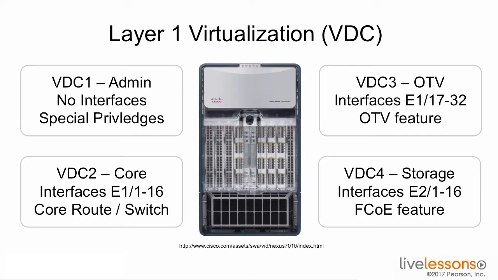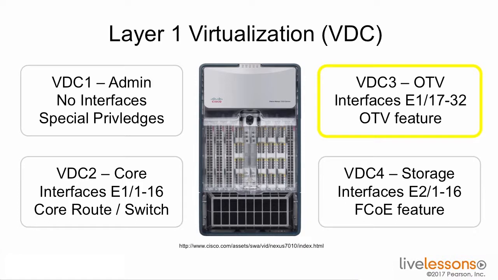There's also role-based access control, which controls who has access to individual VDCs or the entire device. In this use case, we have 3 other VDCs defined. We have a core VDC, which includes interfaces 1 through 16 from Module 1. This core VDC houses all of our core routing and switching capability.